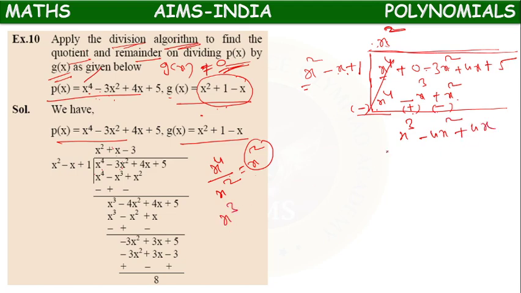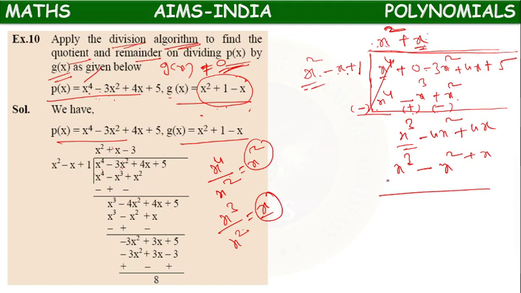Now first term x cube, first term x square, x cube by x square equals x. So 2x cancel, 1x will remain. This will become the second term, plus x. With this we have to multiply all. X into x square, x cube. Minus x into x, minus x square. X into 1, plus x.